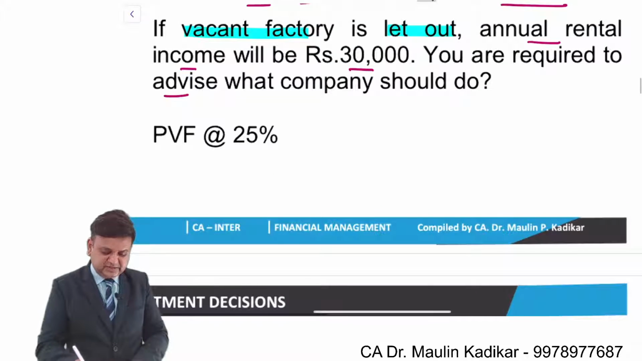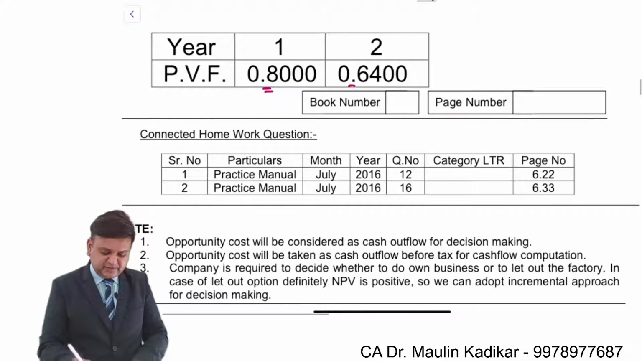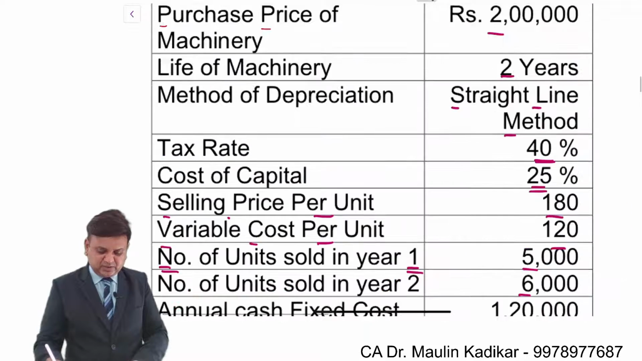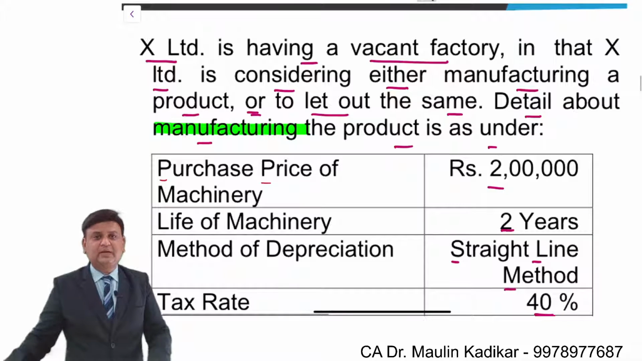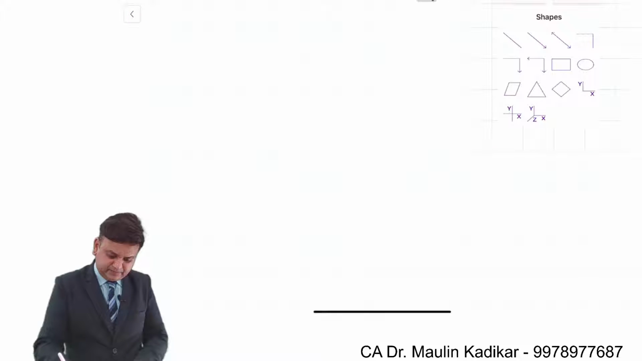You are required to advise what the company should do. Discounting factor for the first year and second year is provided to us in example. Please go through the question, all of you. Let us have understanding of how to calculate the answer over here. The question is providing the information.